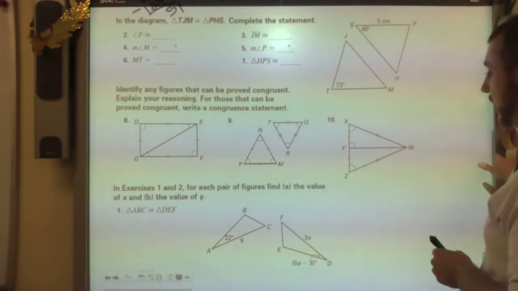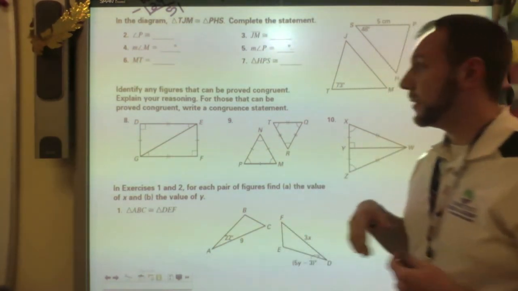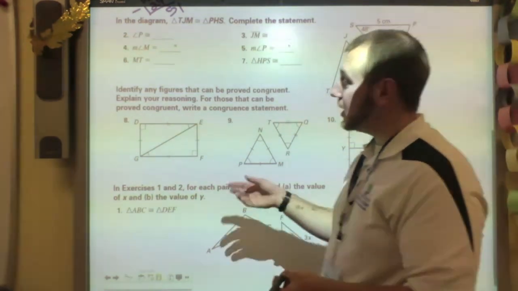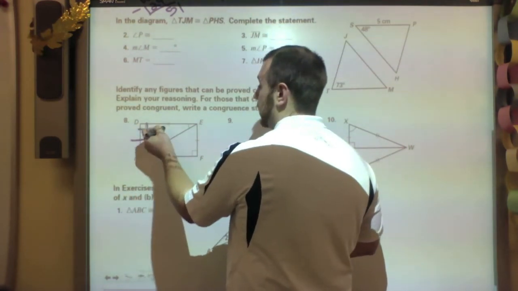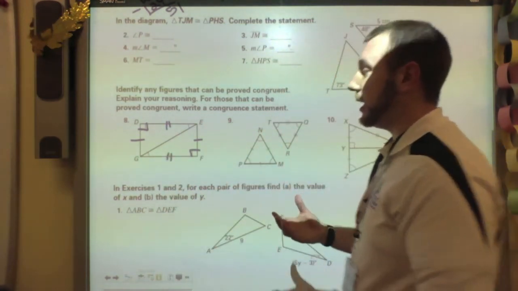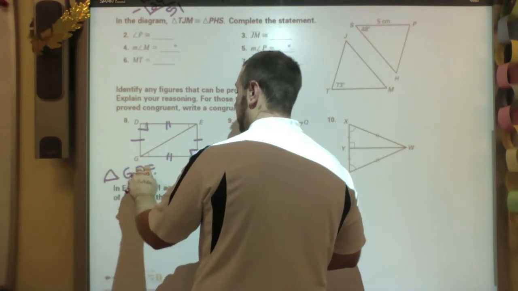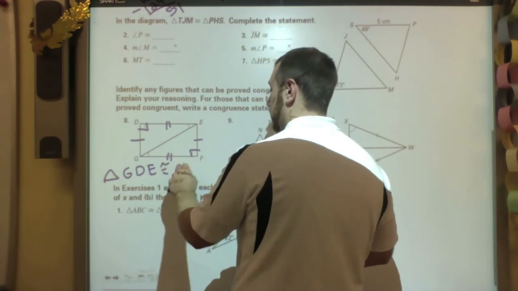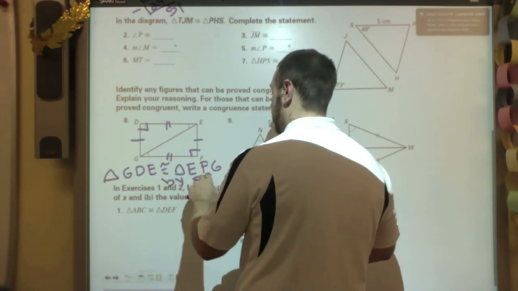Okay? For these bottom ones, you're determining if they're congruent or not. And this is using your side, side, side, and side angle side. So in this case, there's multiple ways you can do it. But you notice that I'm given a side, an angle, and a side in both triangles. So what I would say is triangle GDE is congruent to triangle EFG by side angle side.